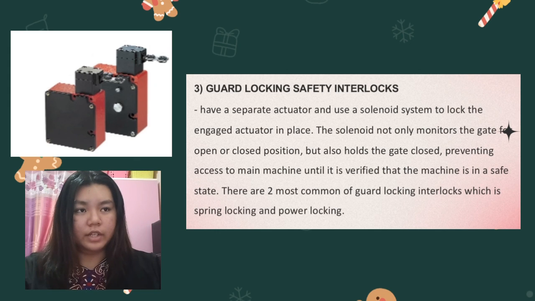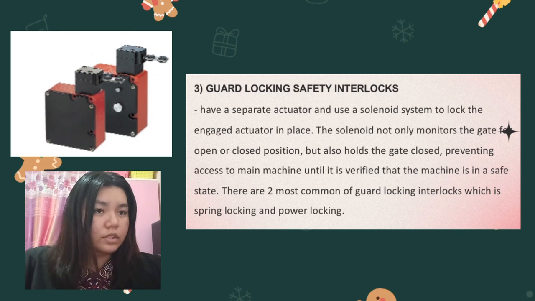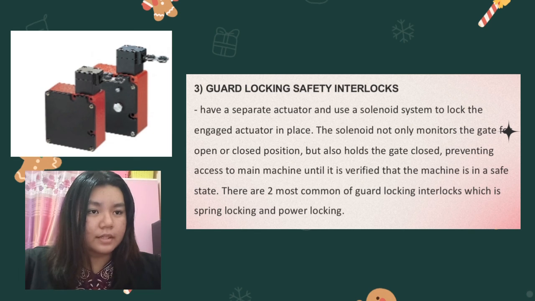Number 3, guard locking safety interlock. These have a separate actuator and use a solenoid system to lock the engaged actuator in place. The solenoid not only monitors the gate for open and closed position, but also holds the gate closed, preventing access to the main machine until it is verified that the machine is in a safe state. The two most common guard locking interlocks are spring locking and power locking.